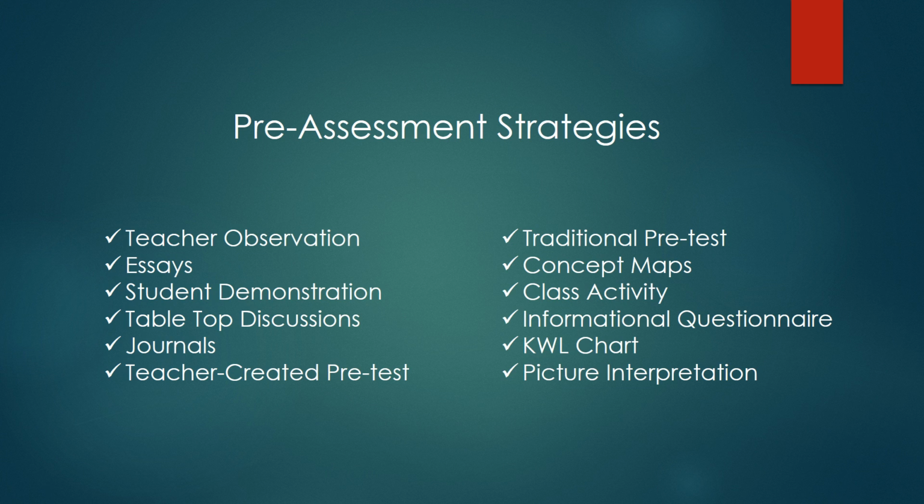A KWL chart can be used to track what the student knows already, which is prior knowledge, and determine what the student wants to know and what the student has learned about the subject. Students can interpret pictures by referencing and identifying with the prior knowledge relating to the subject matter.